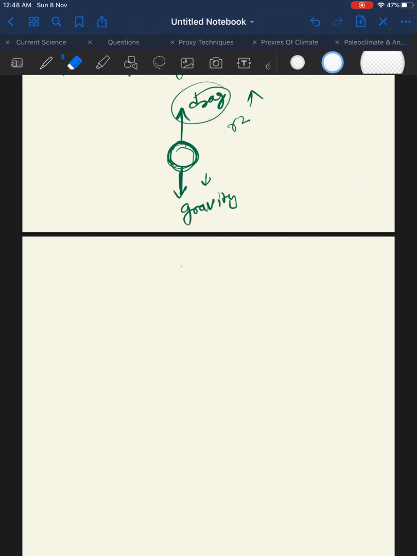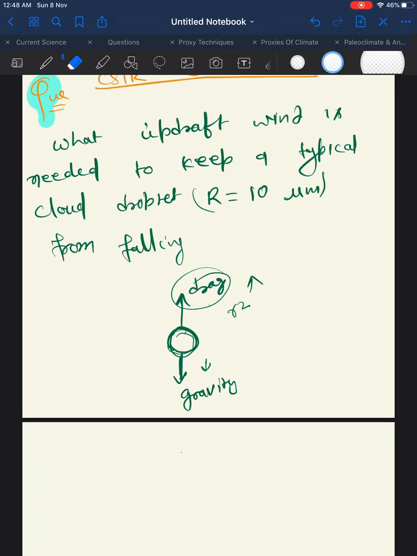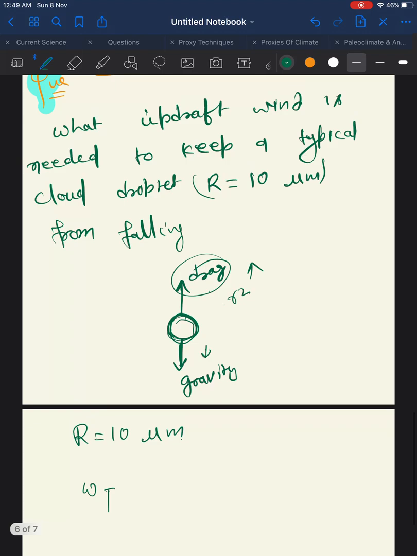After all, this is a numerical, it's not a theoretical question. So what updraft wind is needed to keep a typical cloud droplet of R equal to 10 micrometer from falling? Now it's very easy. R is given, that is 10 micrometer. It's the radius of the water droplet. We have to find WT. So we have to find an updraft wind, that is, the updraft drag. In the upward direction we have drag, right? So WT is basically an upward drag.